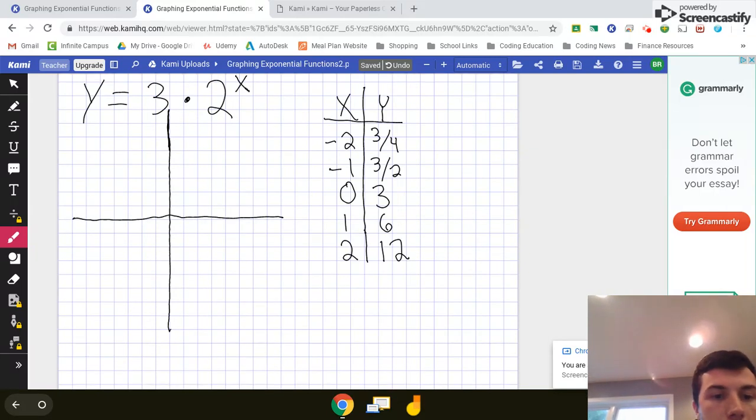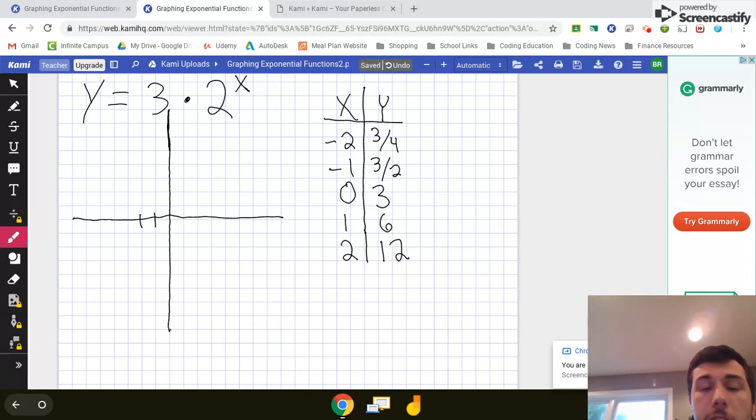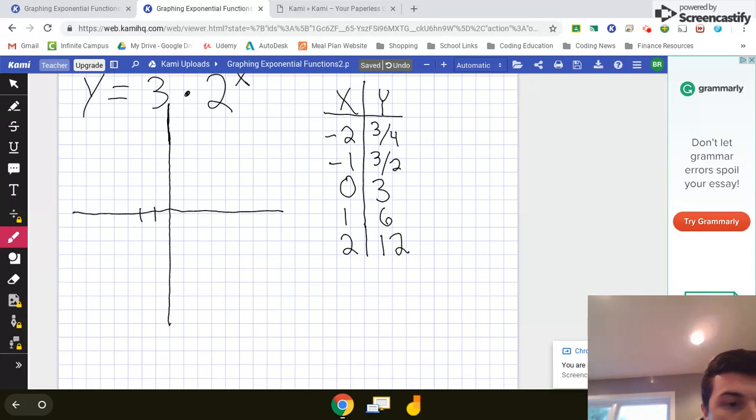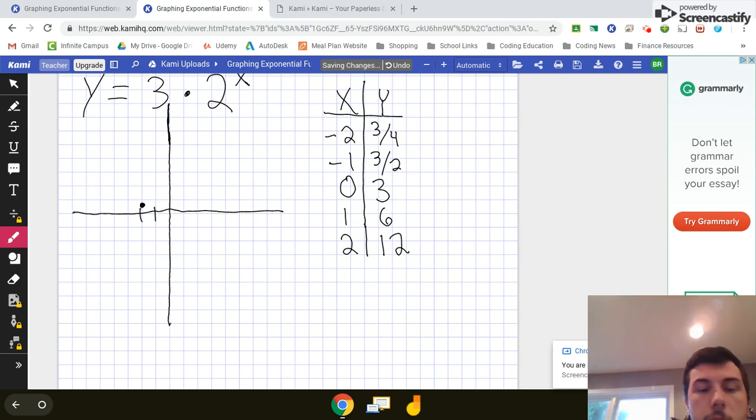So I'm going to go over here and go -1, -2. All right. Now, 3 over 4 isn't a whole number, so we're going to approximate that, and that's a little between 0 and 1. Okay. And then for -1, 3 over 2, if you need to type that in your calculator, it's going to give you 1.5. So we're going to put that dot right there. Okay. And then 0, 3. So 1, 2, 3. 1, 6. 1, 2, 3, 4, 5, 6.